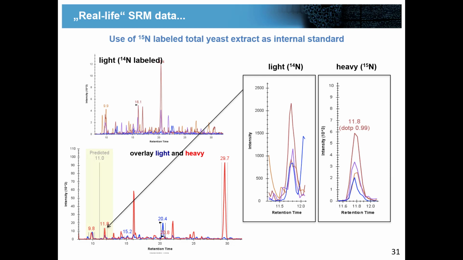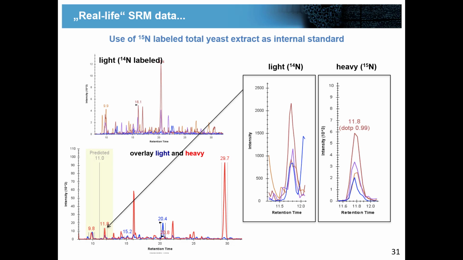So the red is the highest. The others here are all similar. The dot p was very good. Here you see the predicted retention time in the run was at 11 minutes. I'm at 11.8. So the combination of now all 6 criteria, coelution, peak shape, intensity, retention time, match to the library, dot p, plus a heavy reference that is coeluting, helped me to find the right peak, even though it looked so horrible at the beginning.